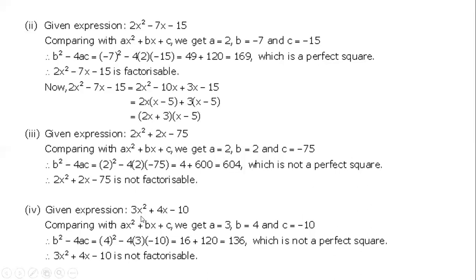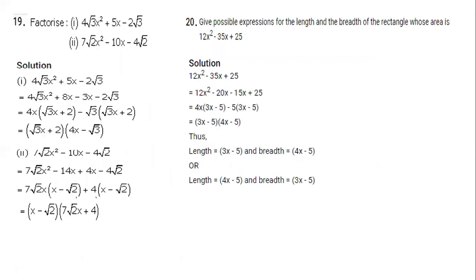Come to the fourth part. 3x square plus 4x minus 10. Again, on comparing, we'll get a = 3, b = 4, c = minus 10. Find out b square minus 4ac, then we'll get this is equals to 136. Not a perfect square. So this expression is not factorizable. Try to solve the fifth part.